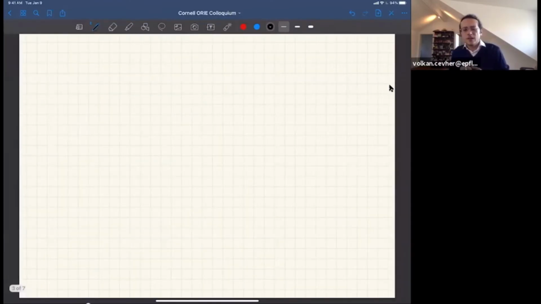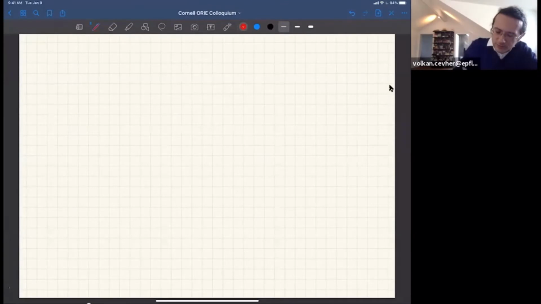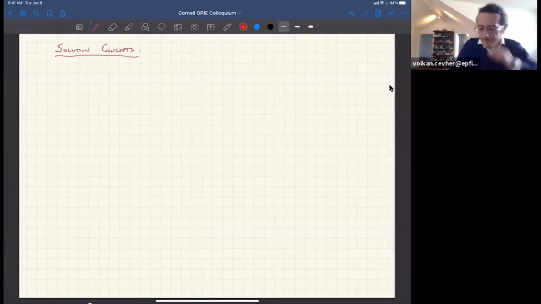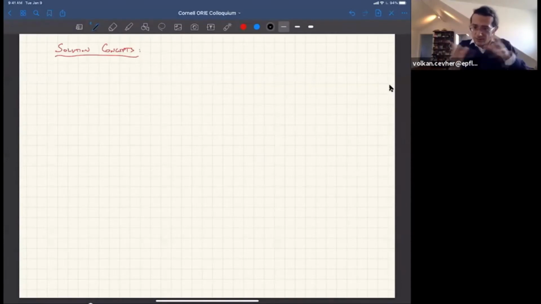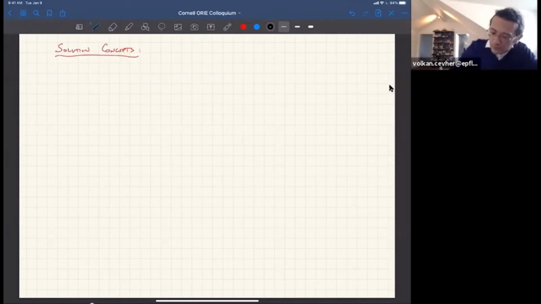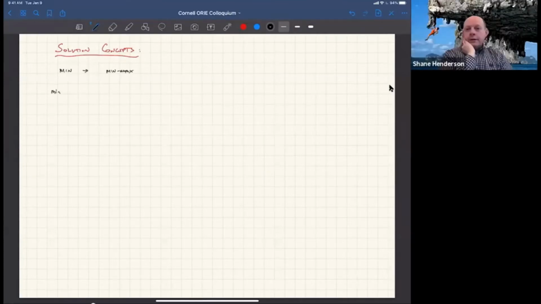Okay. Now, let's think about the solution concepts. To set up the solution concepts in some nice general fashion, I will just do a bit of notation unification. So in terms of the notation, note that we're going to go from min to min-max.